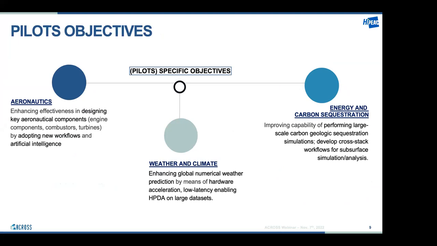Other objectives are more related to the pilots themselves. So for aeronautics, weather and climate, and energy carbon sequestration, the specific objectives were to improve their state of the art processes or applications. So for aeronautics, this means to provide a strong enhancement with respect to the current design process currently in use for designing key aeronautical components. This means to improve a lot complex workflows where they need to run several numerical simulations and integrate them with deep neural networks training and inference.